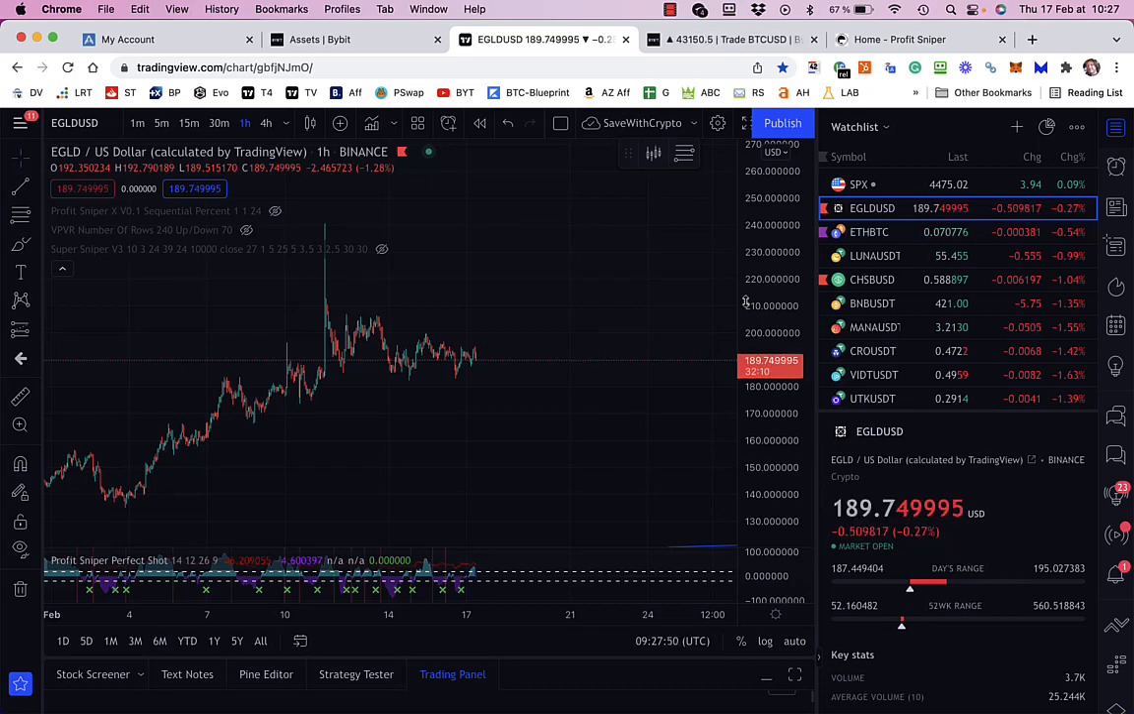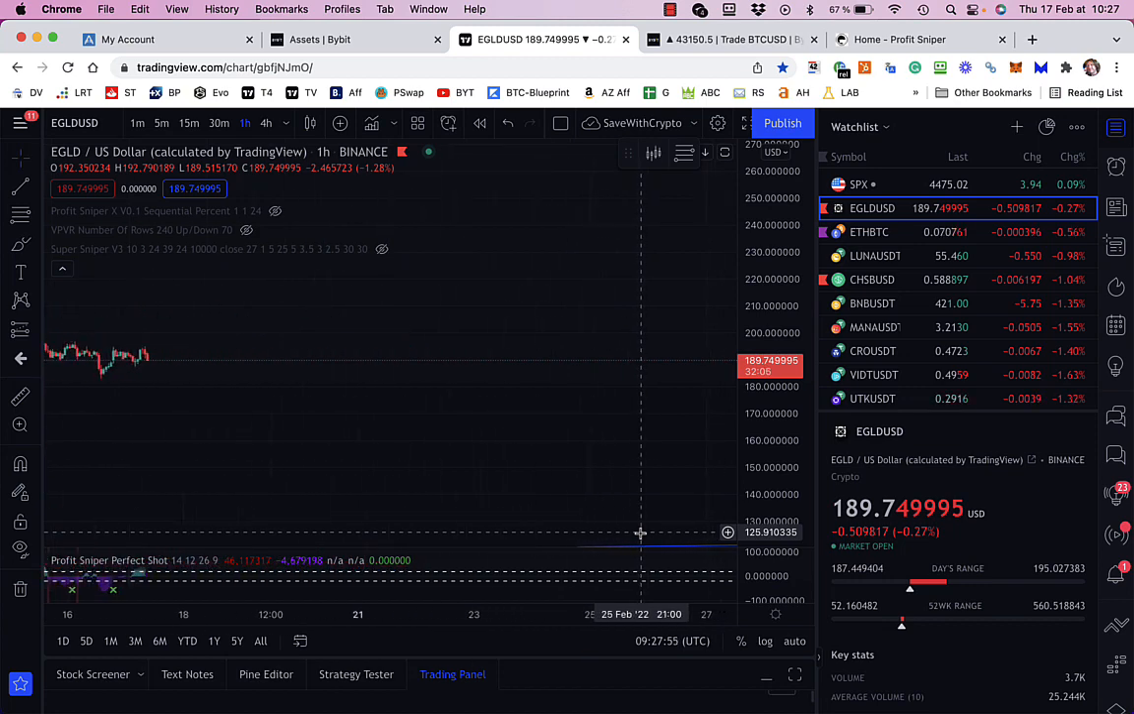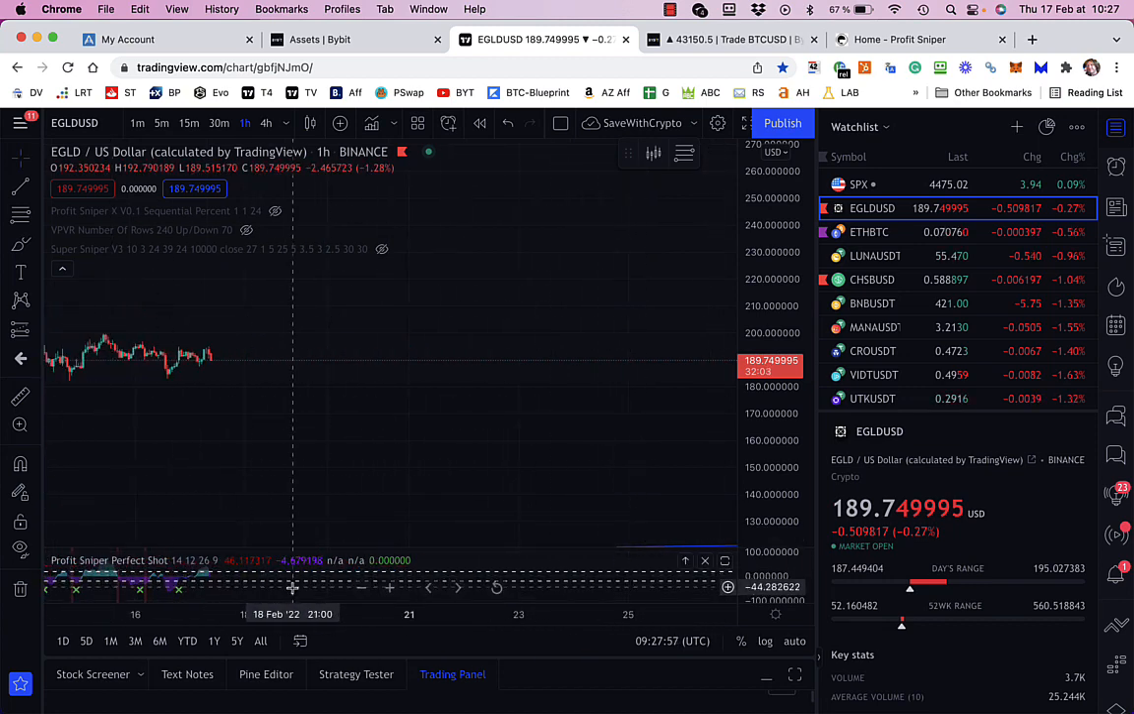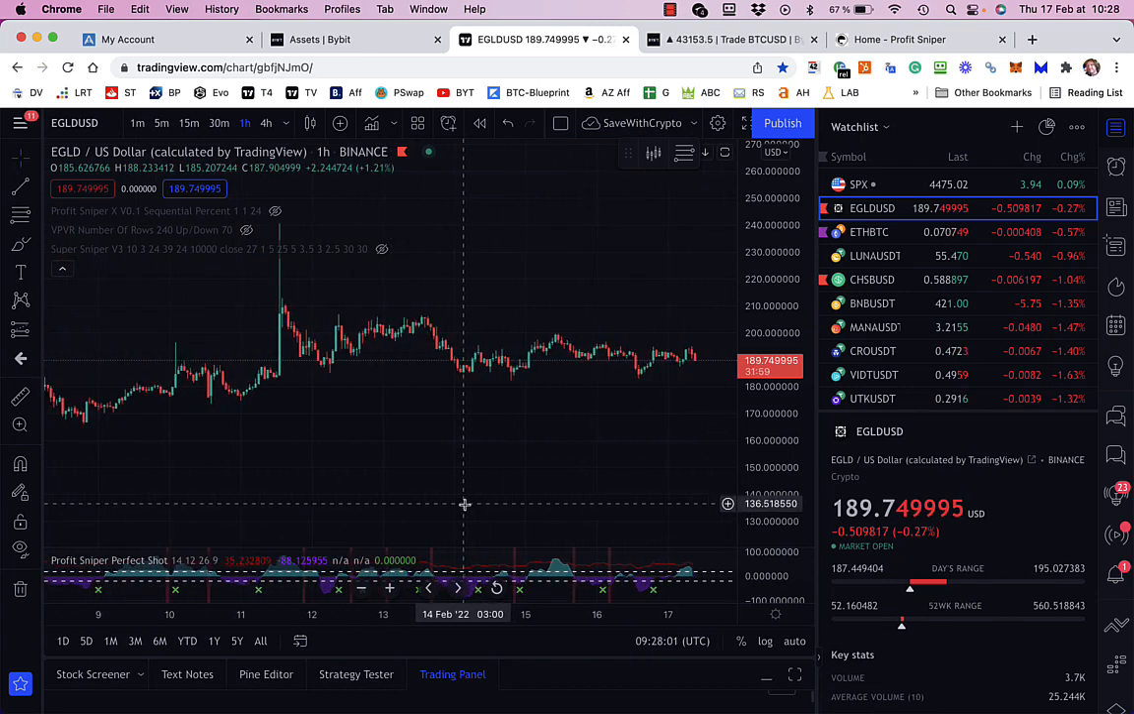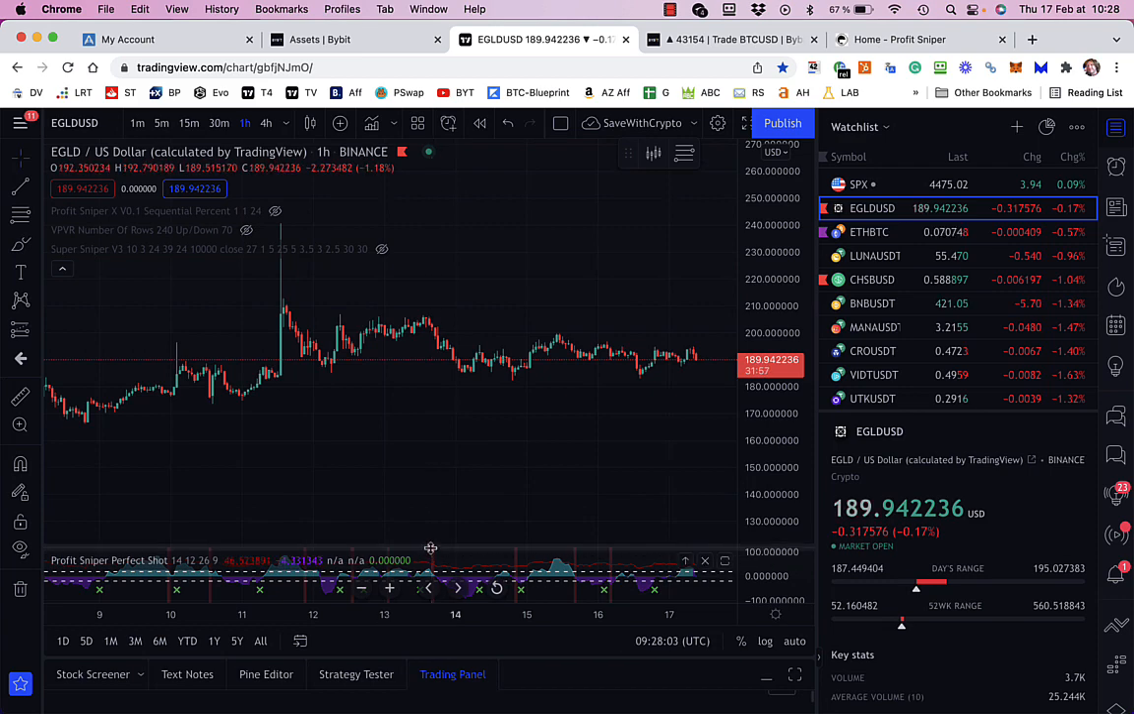Okay, so a few people have been mentioning my indicators that I use on TradingView. One of them is this Profit Sniper Perfect Shot. This is quite cool because when you get this red line, that's actually when the MACD is crossing down. So that's usually a sign that the trend is going to go down. And when you get a green cross, that means the MACD is crossing up. And these waveformy bits here, that's the Chand momentum.